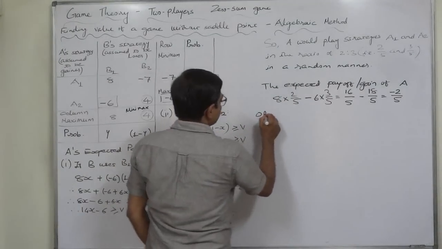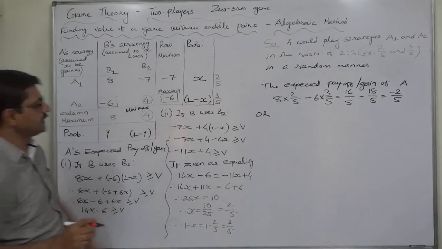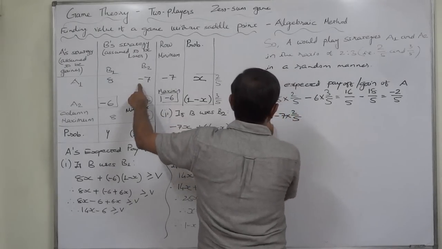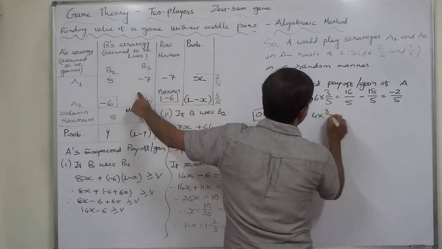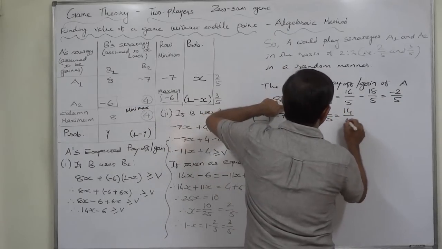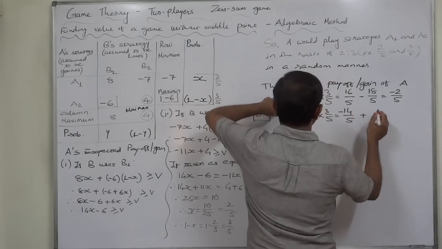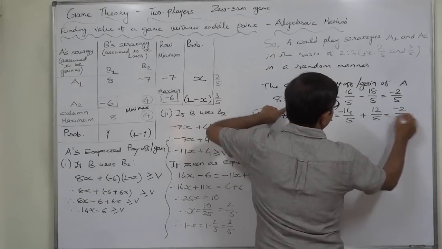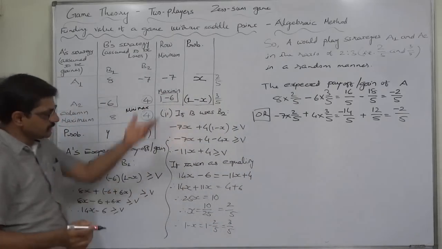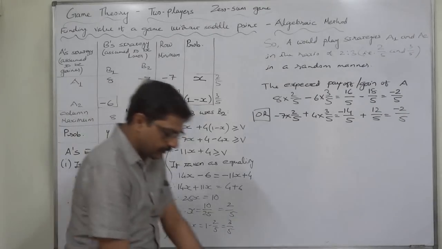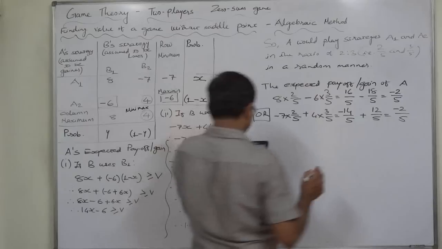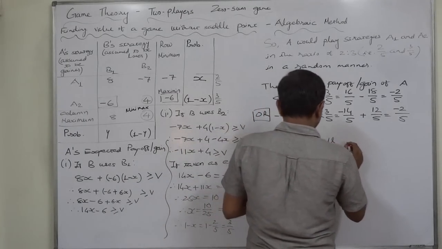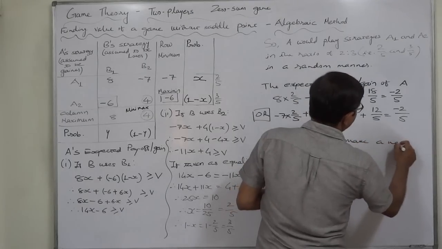Or if we consider that B is going to use strategy B2, then the gain will be minus 7 into 2 by 5 plus 4 into 3 by 5. That is minus 14 upon 5 plus 12 by 5, which is minus 2 by 5. So through both the equations, the value of the gain will be the same. So ultimately what we can conclude? Thus A will make a net loss.